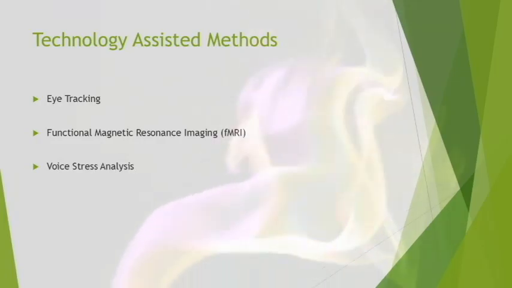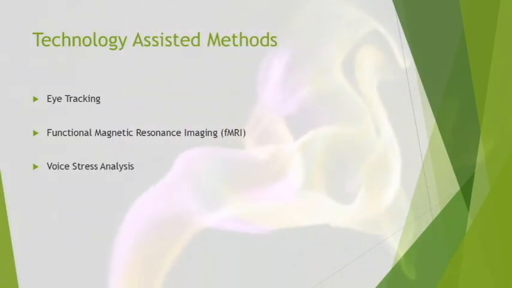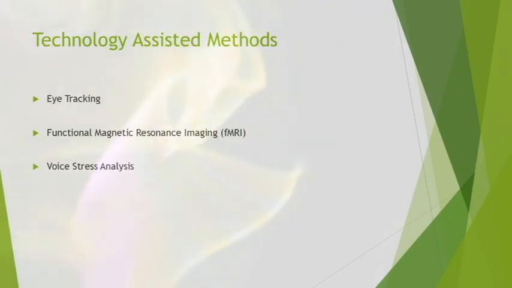Then there's functional magnetic resonance imaging. fMRI is a neuroimaging technique that measures brain activity by detecting changes in blood flow. In the context of lie detection, fMRI enables us to examine which brain regions are associated with deception, such as the prefrontal cortex and the limbic system. Studies have demonstrated distinct patterns of brain activation when individuals engage in deceptive behavior, and this provides insights into the neural mechanisms underlying deception.